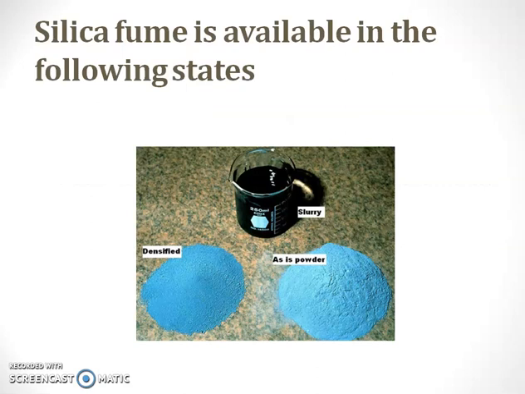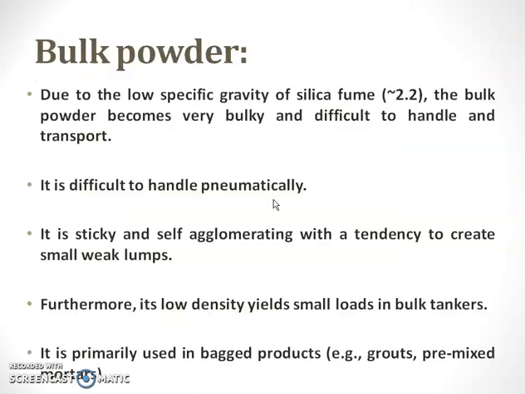So the silica fume is available in the following states. One is the powder form. Next is the densified form, where the size of the particle is bigger. Then the third one is the slurry form.